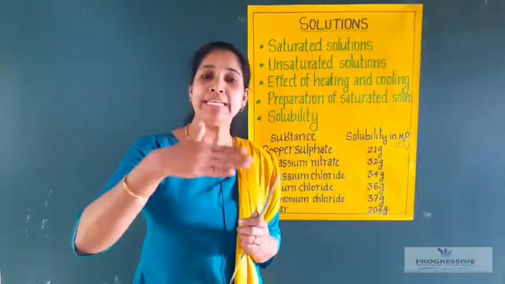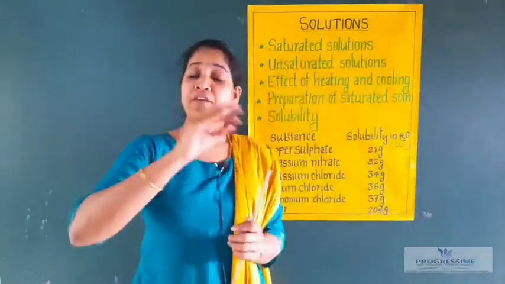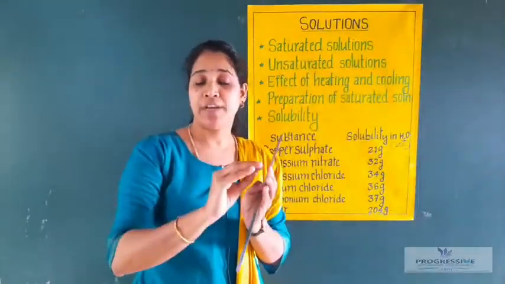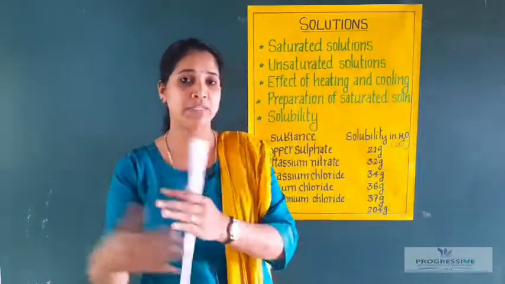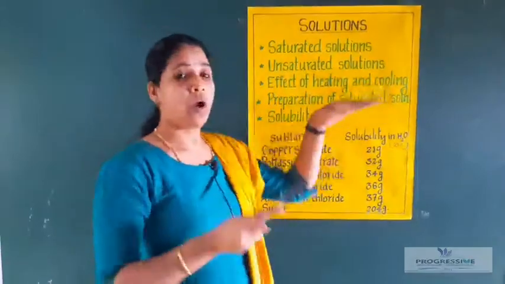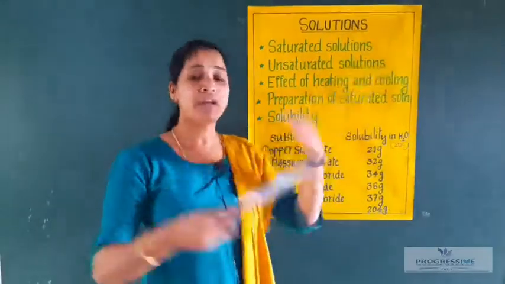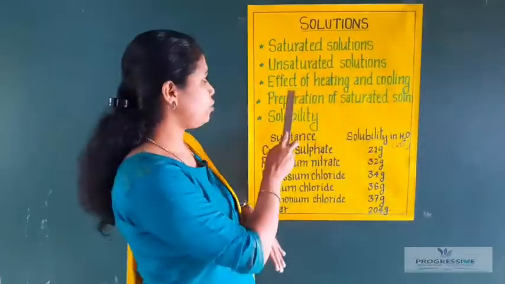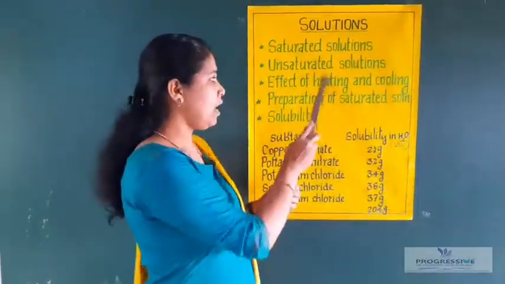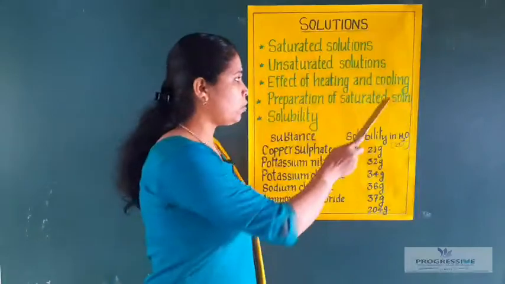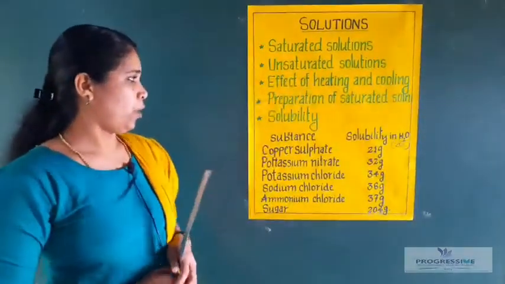The solubility will decrease means when we are decreasing the temperature of a saturated solution, we can observe that the dissolved solute separates out from the solvent and forms a crystal. That is, by cooling or by decreasing the temperature, the solubility of the saturated solution decreases. So, that is the effect of heating and cooling of a saturated solution. By heating, solubility increases, and by cooling, solubility decreases. So, that is the third point.